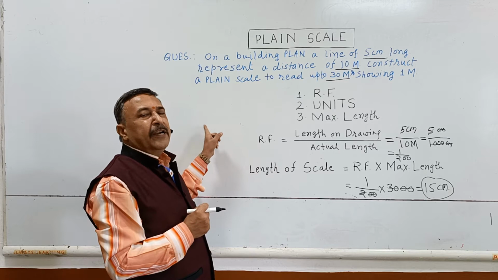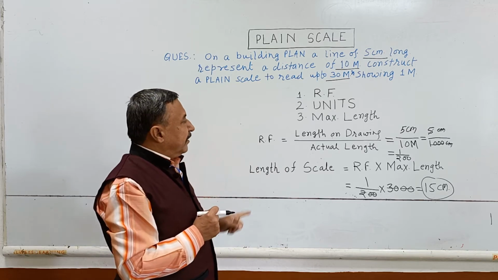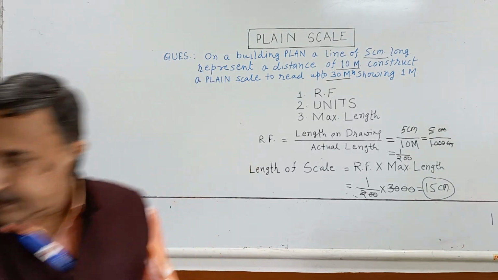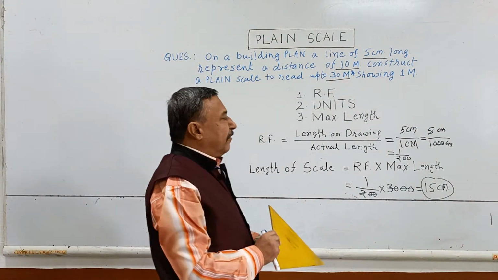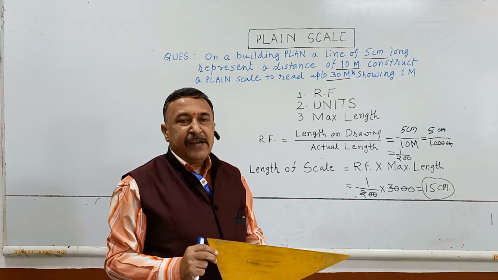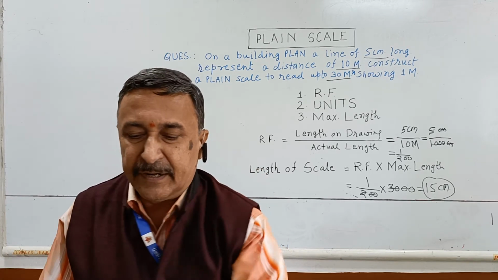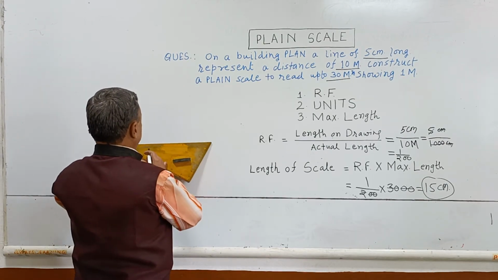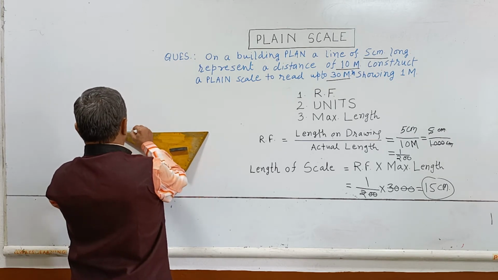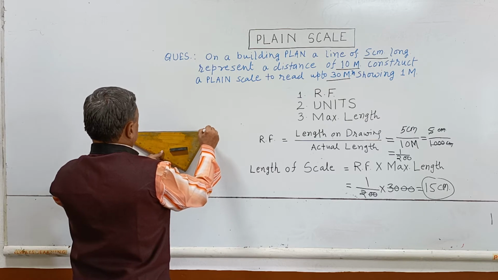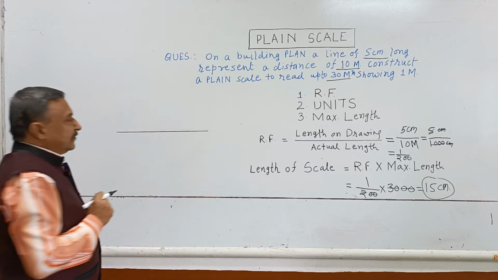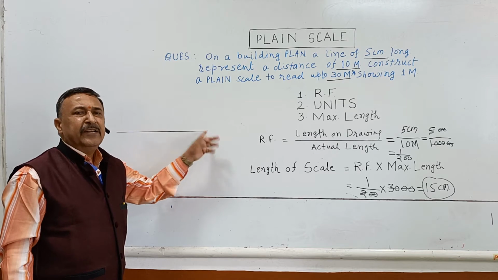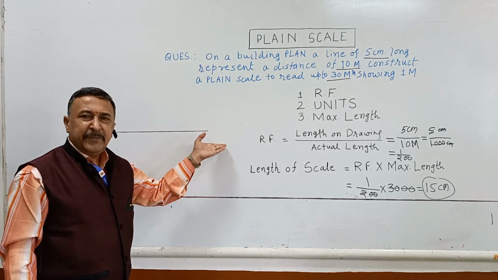After that we go for drawing the scale. Now we start drawing. The maximum length of the scale is 15 centimeter, so draw a scale of 15 centimeter. This length is 15 centimeter, so simply construct a line of 15 centimeter.